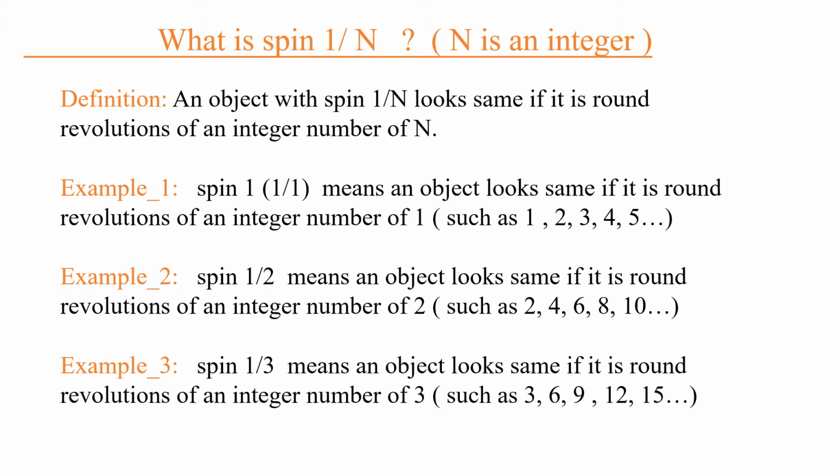Here we have three examples. Example 1. Spin 1 means an object looks the same if it is turned around revolutions of an integer number of 1, such as 1, 2, 3, 4, 5. The next one is 6, and so on. Example 2. Spin half means an object looks the same if it is turned around revolutions of an integer number of 2, such as 2, 4, 6, 8, 10. The next is 12, and so on. Example 3. Spin 1 over 3 means an object looks the same if it is turned around revolutions of an integer number of 3, such as 3, 6, 9, 12, 15. The next one is 18, and so on.